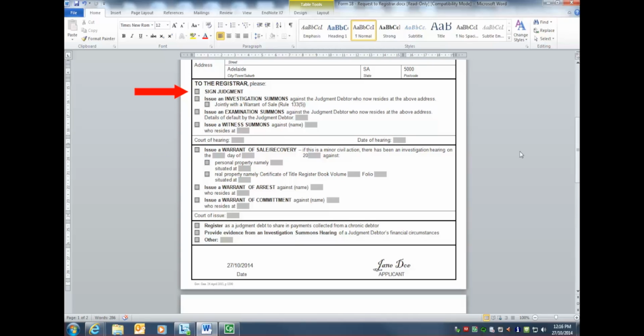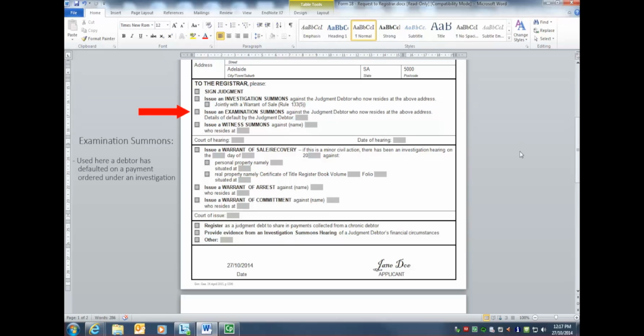Sign judgment. By selecting Sign Judgment, you are asking that judgment be signed, this means a decision be made, in your favour. You may want to select this option if, for example, the defendant has defaulted on their payments, or they have not responded to your Form 3. Investigation summons. If the individual from whom you are claiming is a person rather than a company, an investigation summons is a court document that requires them to attend court for a court date, to investigate their financial situation, and to consider whether they are able to pay the debt, and if so, how it will be paid. This is known as an investigation hearing.